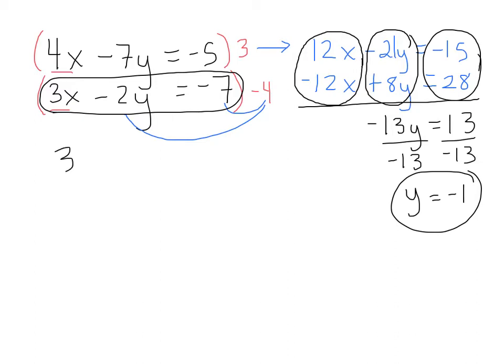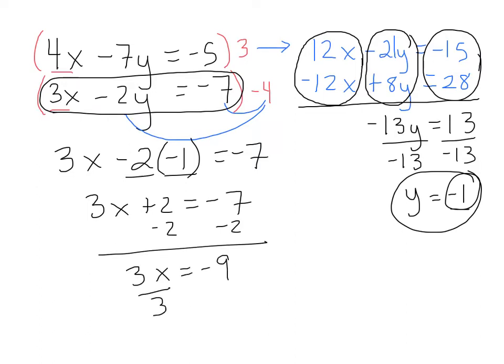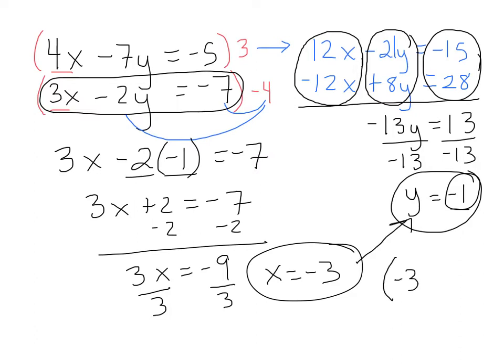So I've got 3x minus 2 times, and what is y? -1. It's not 1, it's -1. Equals -7. So I've got 3x, and -2 times -1 is positive 2 equals -7. I'll subtract 2 on both sides. So I have 3x equals -9. Divide 3 on both sides, so x equals -3. So now you know that x is -3 and y is -1. So the ordered pair solution would be -3, -1.